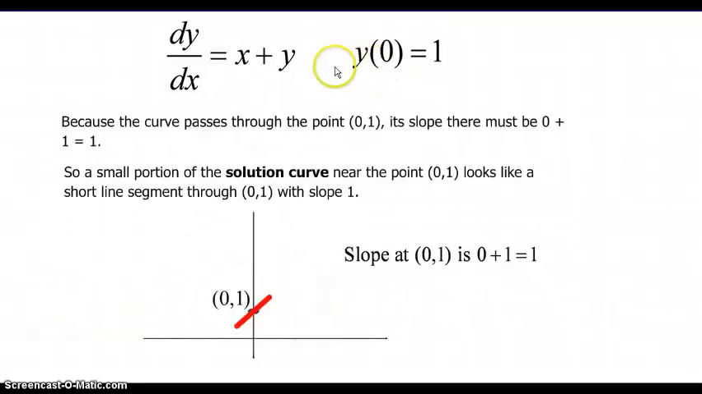So for instance, they want us to draw the graph of the solution curve through this point. So we know that this point lies on the graph of the solution for this differential equation. And because the curve passes through that point, the slope must have an x coordinate of 0 and a y coordinate of 1. So the slope there, dy/dx, at the point (0, 1), has to be the sum of the x and y coordinate. So we know at the point in the plane, (0, 1), the slope through that point is a positive 1.